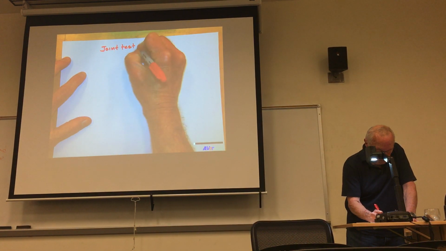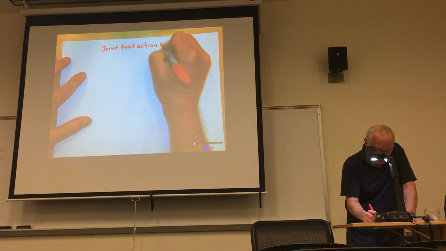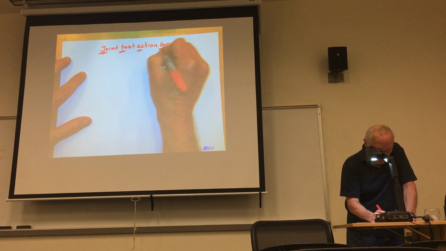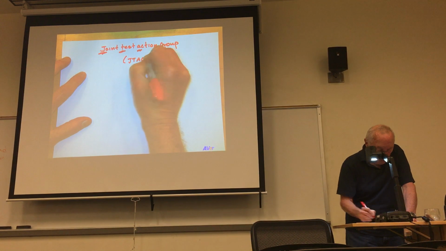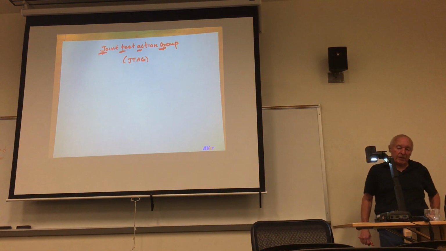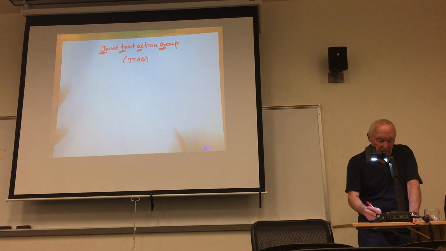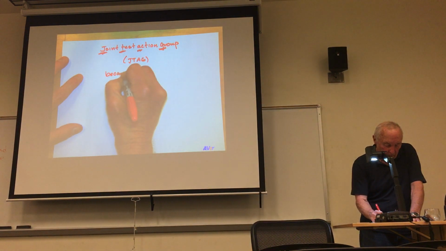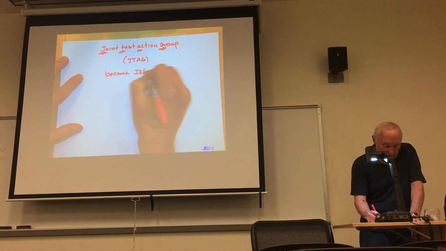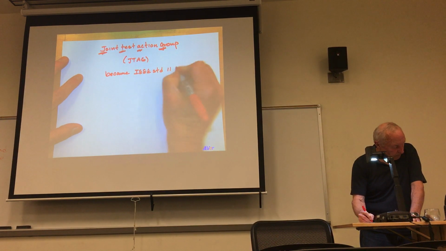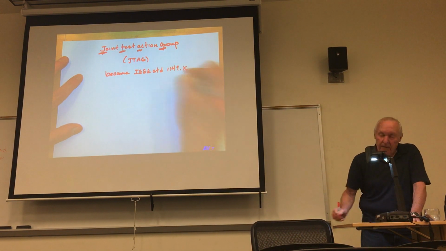So let's talk a little bit more about this JTAG. JTAG was originally a consortium of companies that came together, and this ultimately became IEEE standard 1149.x. I'm not sure what it's up to now.